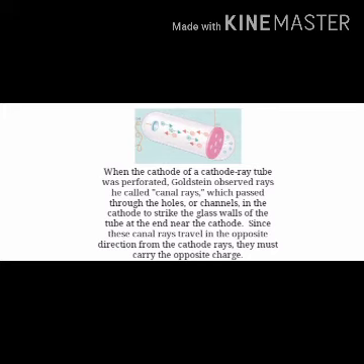Because these rays pass through the holes in the cathode, he named them canal rays. You can see that they pass through the holes in the cathode, so he named them canal rays, or they are called anode rays. He also concluded that these rays are positively charged particles by studying the features of the anode rays. Because they travel from anode to cathode, they are positively charged.